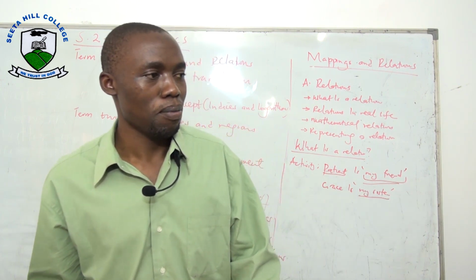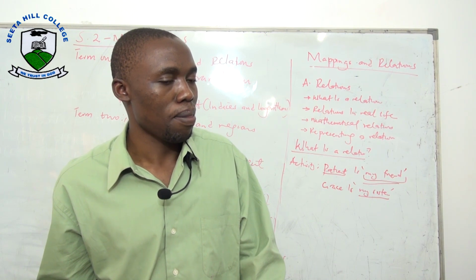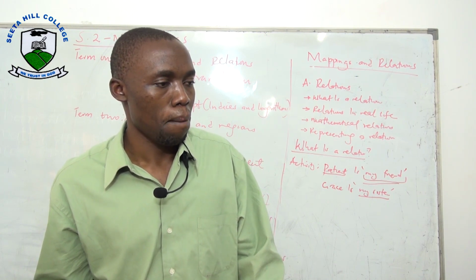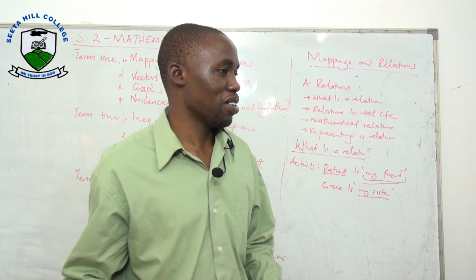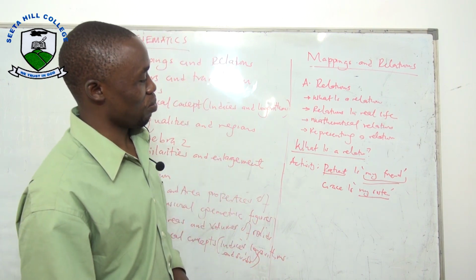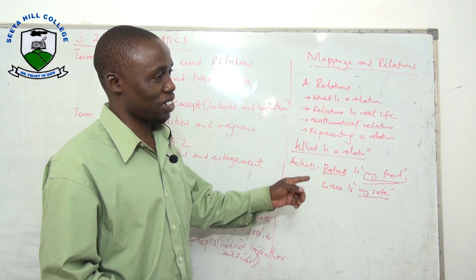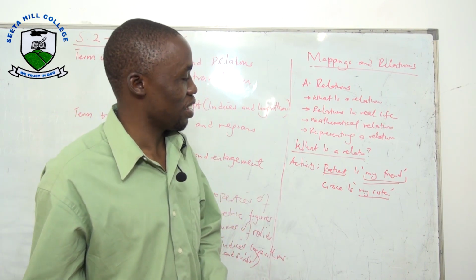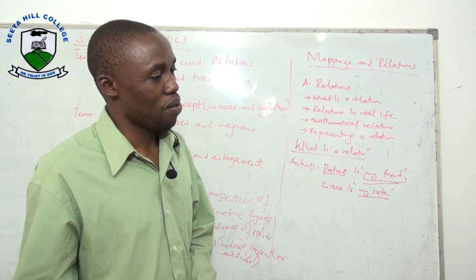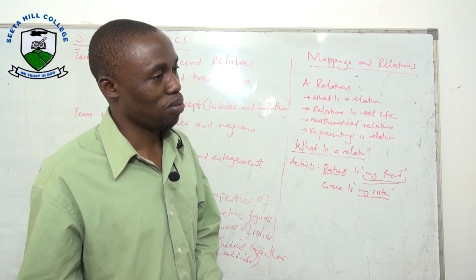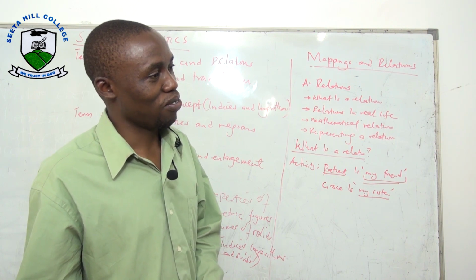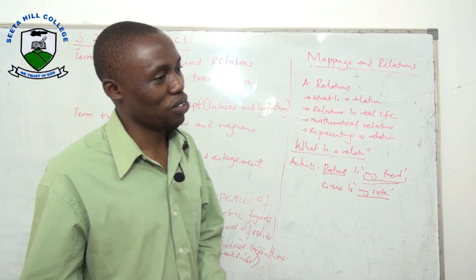A relation is a set of ordered pairs. Have you connected us here? Connect us. Patience is related to Ruth in a way that she's her friend. Therefore, what would be a relation to you?